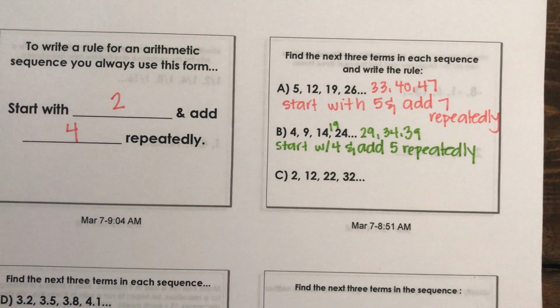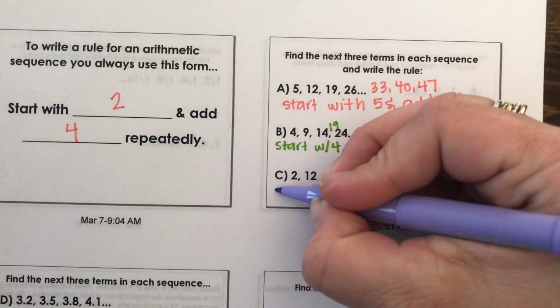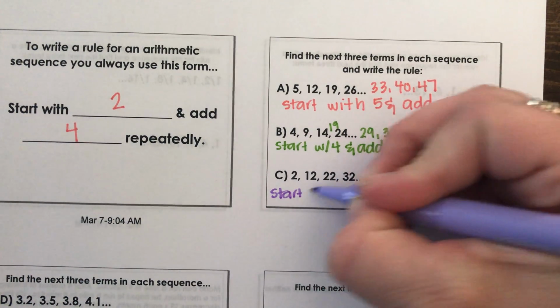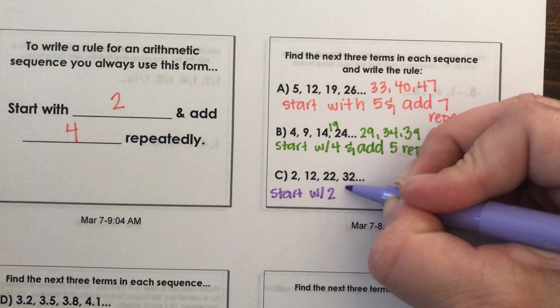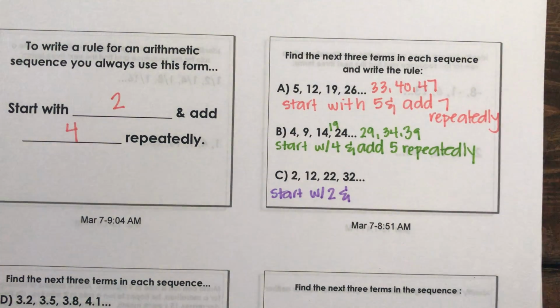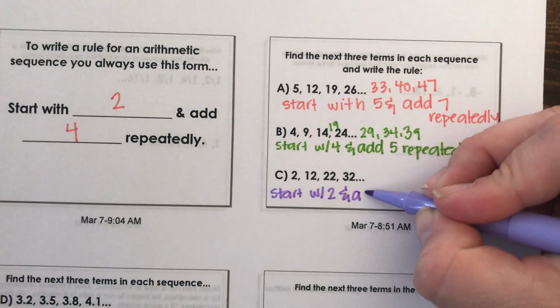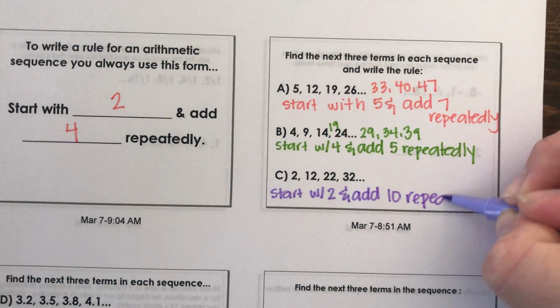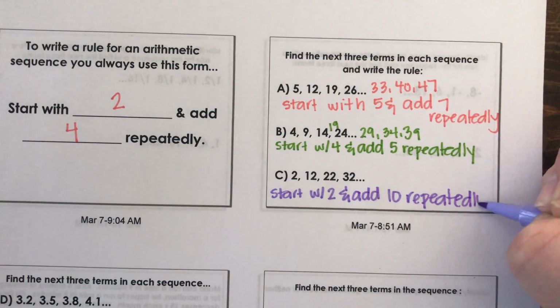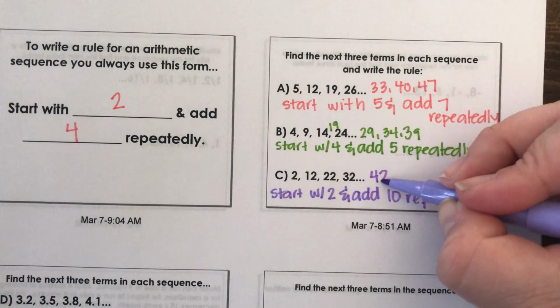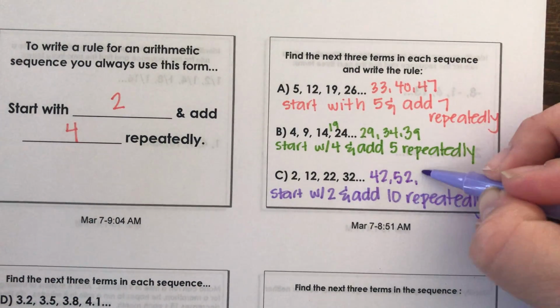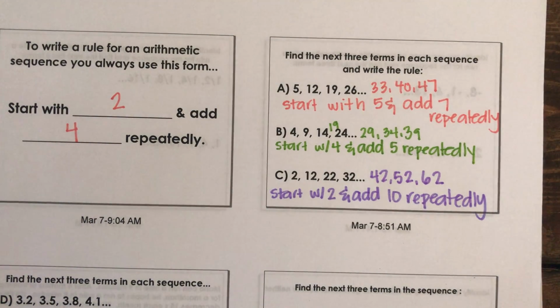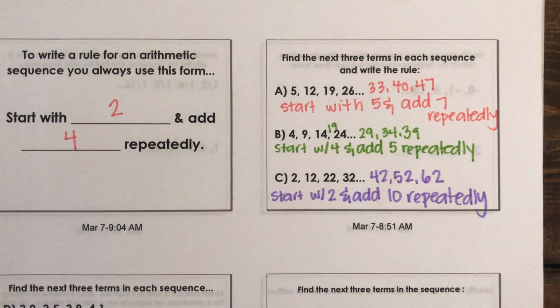Okay, and then letter C, we're going to say start with 2 and add 10 repeatedly. And it would go 42, and then 52, and then 62. So the rules are kind of tedious to write, but it's just part of it. We got to do it.